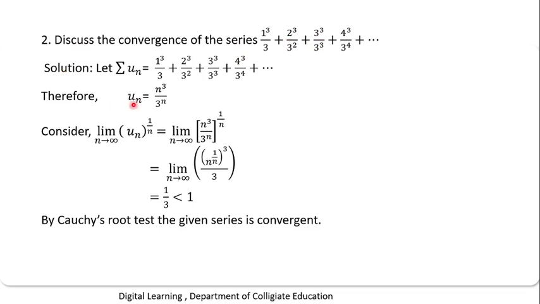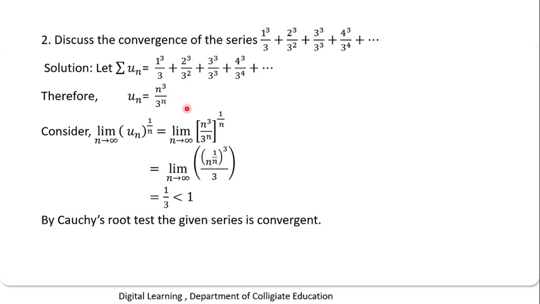Answer. Consider summation of u_n as the given series. Here the series values are given in series form, so write the nth term. Numerator by denominator function is there, so first write the nth term for the numerator. The numerator elements are 1 cube, 2 cube, 3 cube, 4 cube. Therefore, the nth term is n cube. Similarly, the denominator elements are 3, 3 square, 3 cube, 3 to the power of 4 and so on. That nth term is 3 to the power of n.